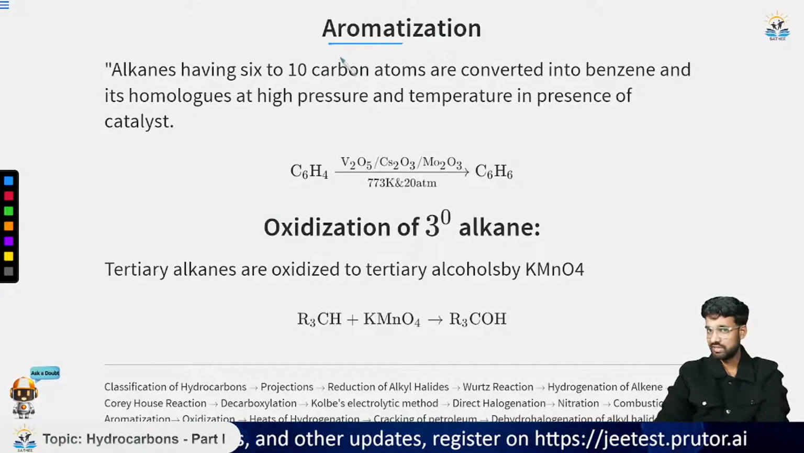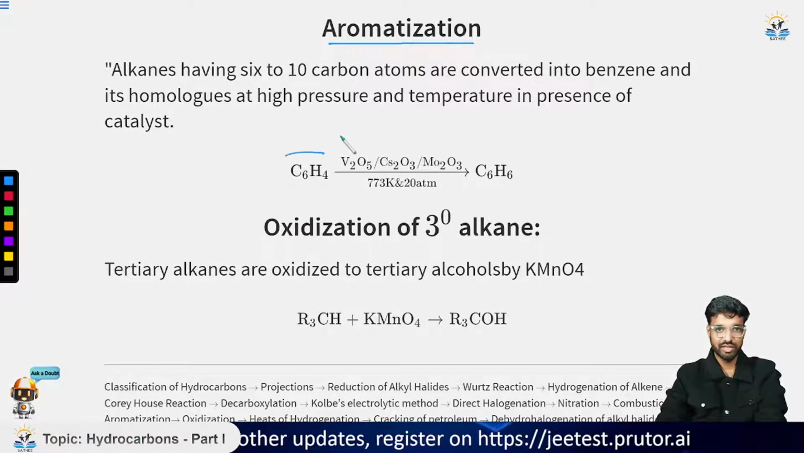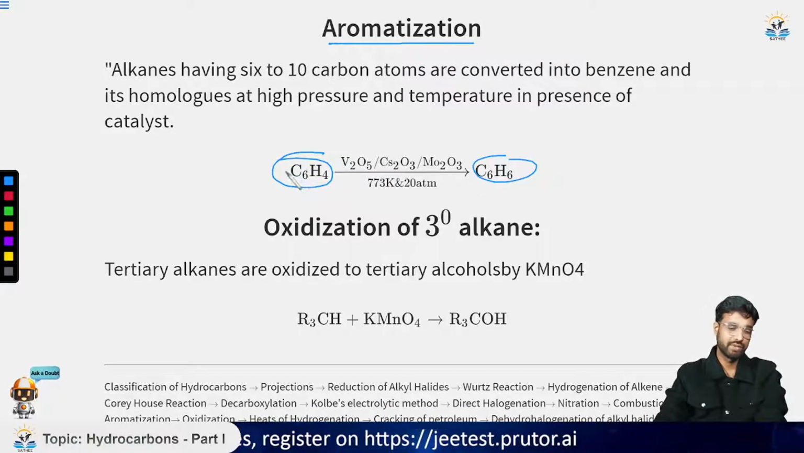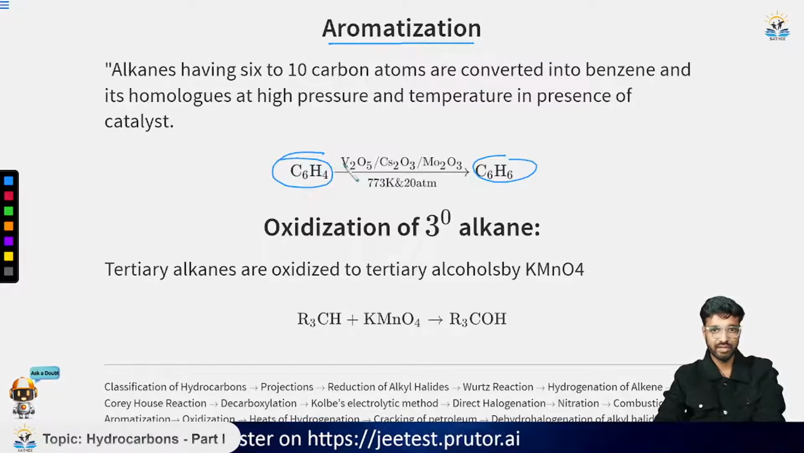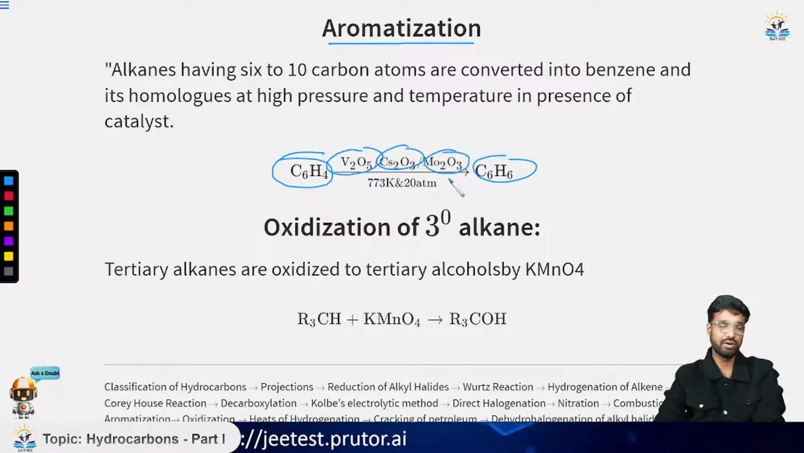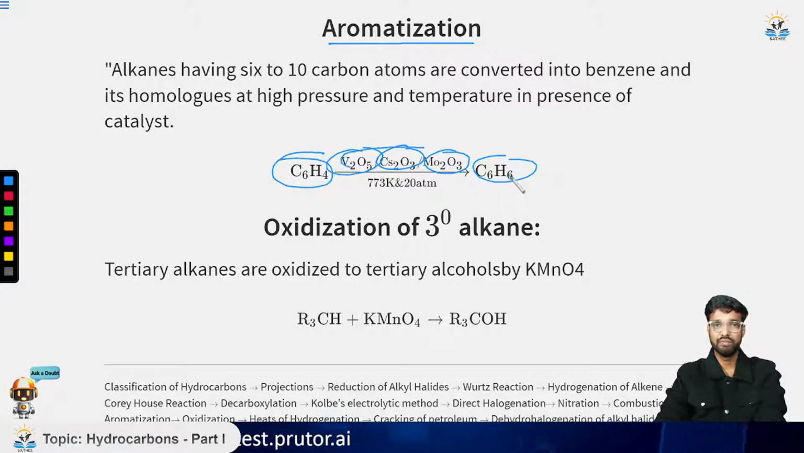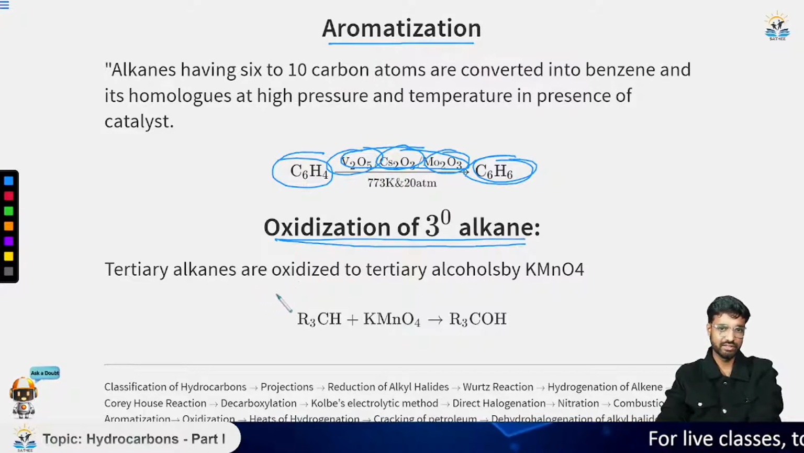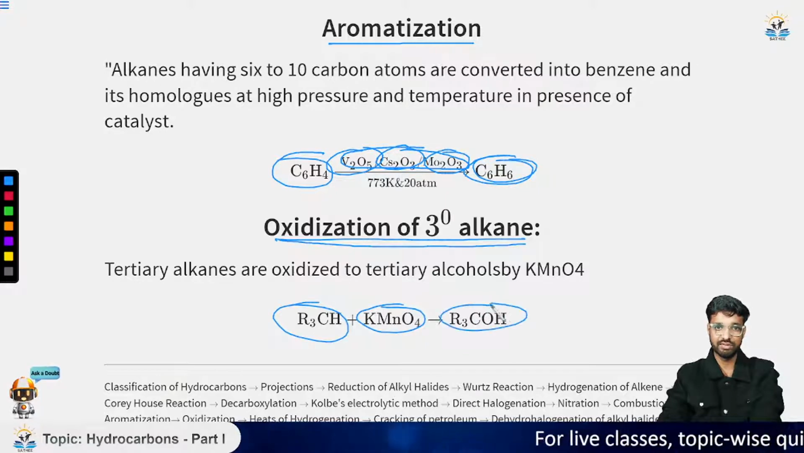Similarly we have aromatization here. So in aromatization we are forming an aromatic ring. So in this case we are forming a benzene ring. So we take an alkane here and we react it with V2O5 or Cr2O3 or any of these oxides, and we get benzene. Now the thing to notice here is that we need high temperature and high pressure. Now oxidation of 3-degree alkane. So oxidation of 3-degree alkane in the presence of KMnO4 gives us 3-degree alcohol.